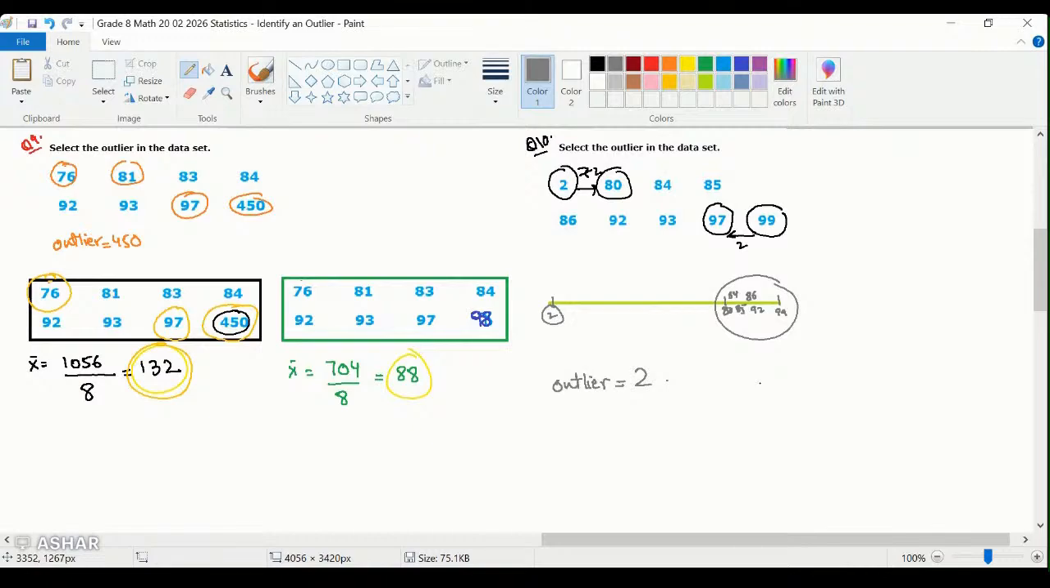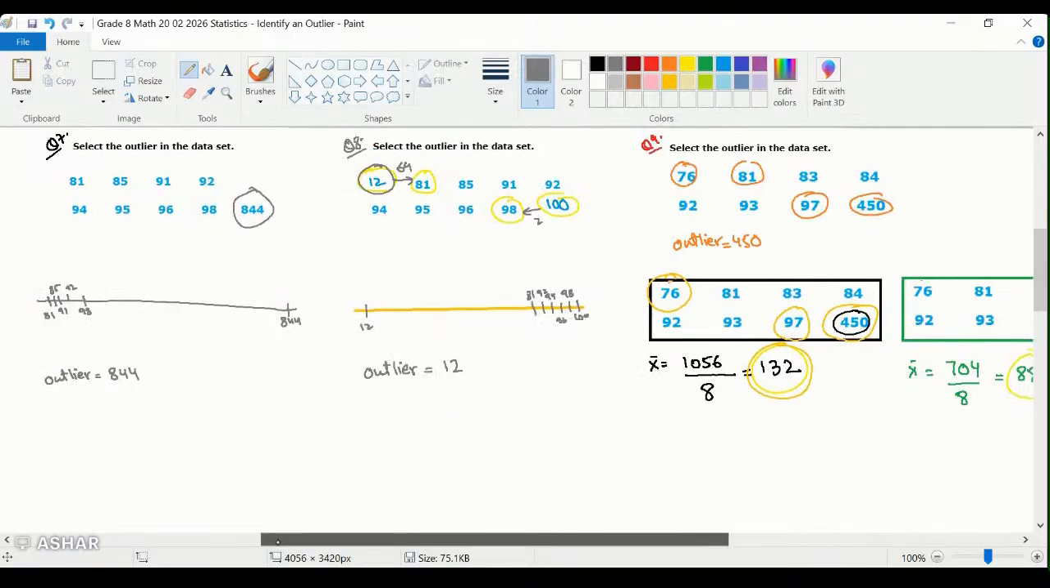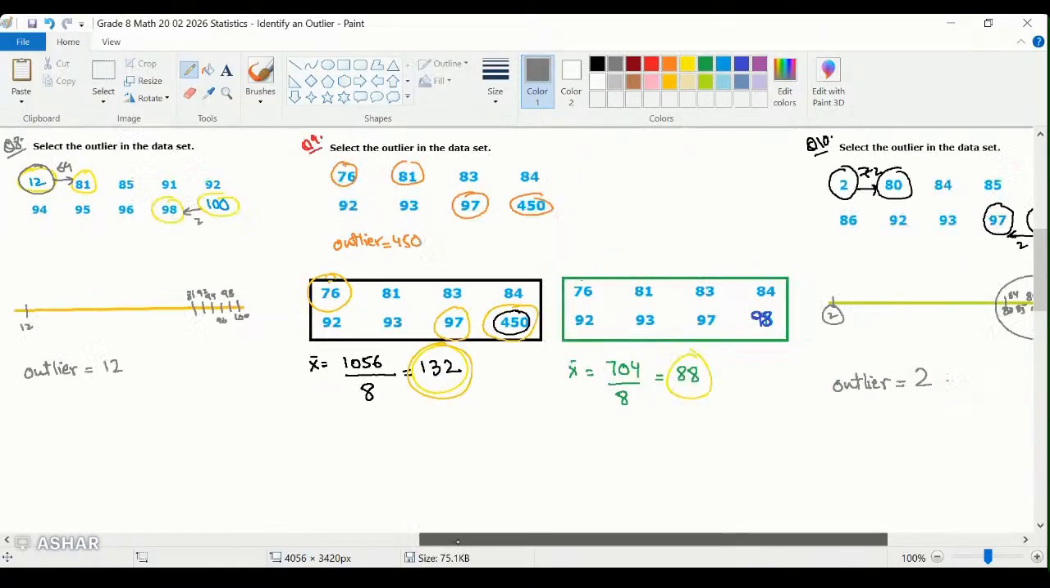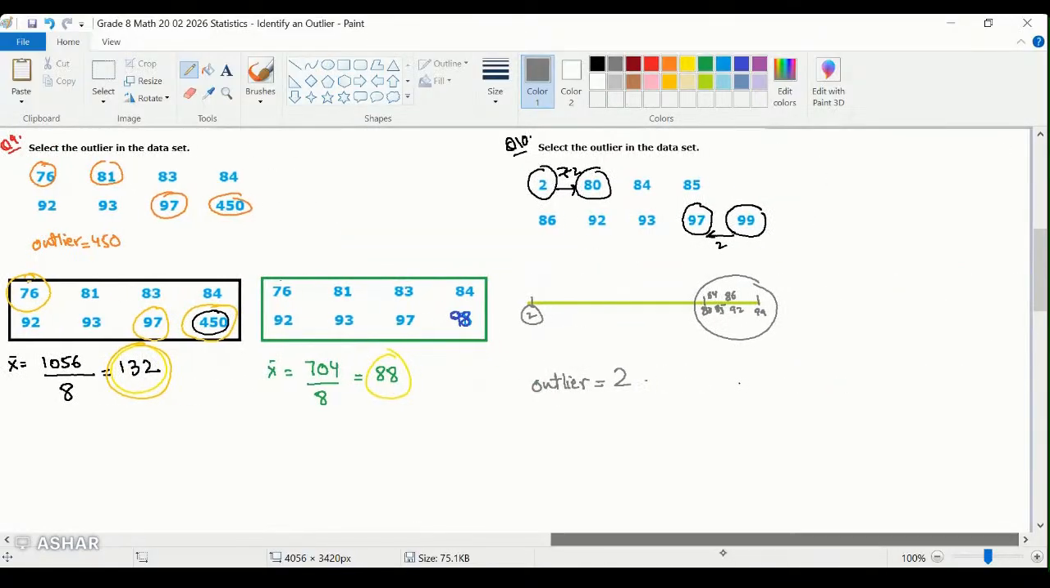James, can you explain your answer? 6 or 7? I need to know which question you're talking about. I'm doing question number 10 right now, okay? So let's do question number 11 together and let's see what would be the outlier. Okay, just a moment, please.